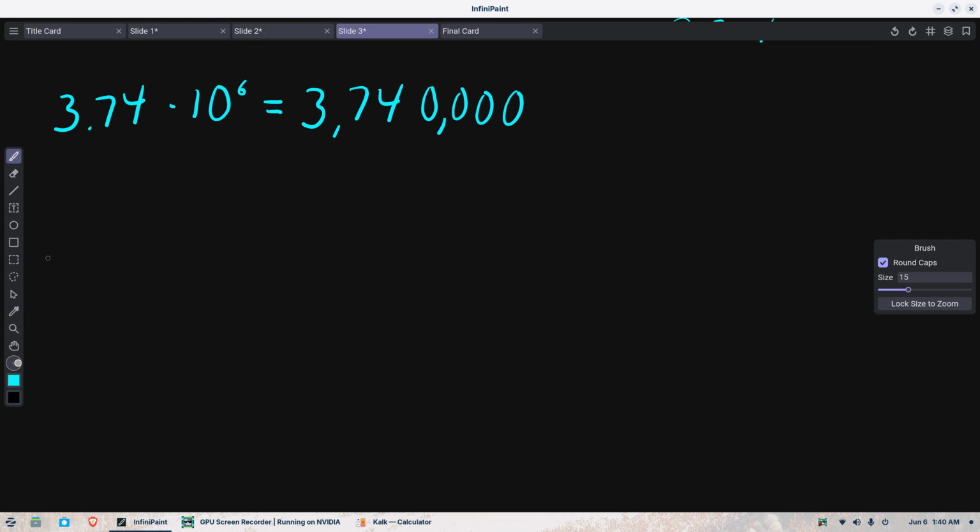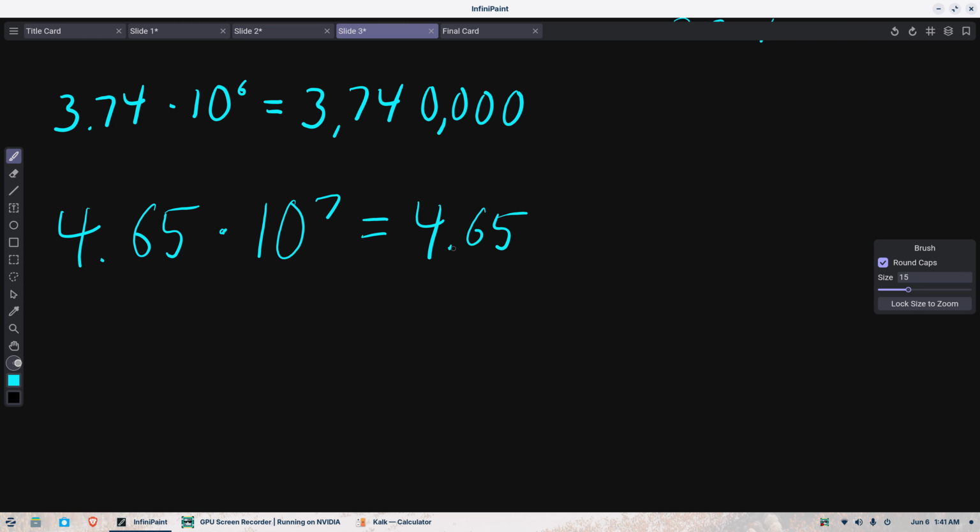So let's say we had 4.65 multiplied by 10 to the 7th power. This would be something like, I'll write 4.65 here, and I'm going to do 1, 2, 3, 4, 5, 6, 7 jumps, and then I'm going to fill in a 0 for each empty decimal column.